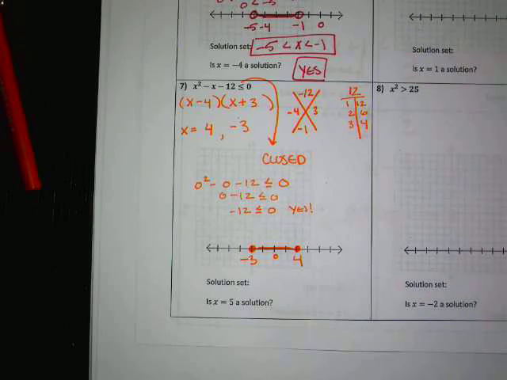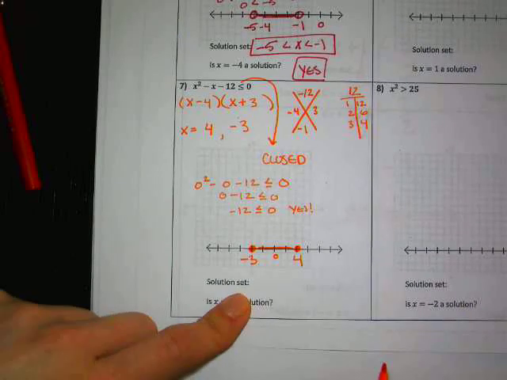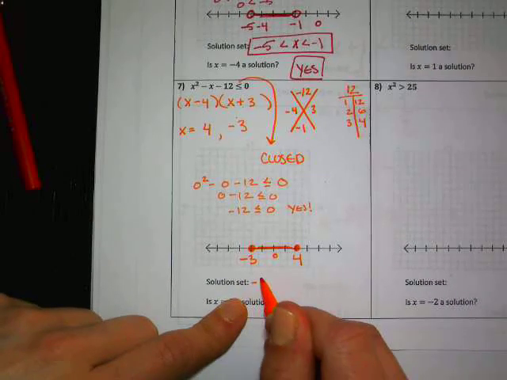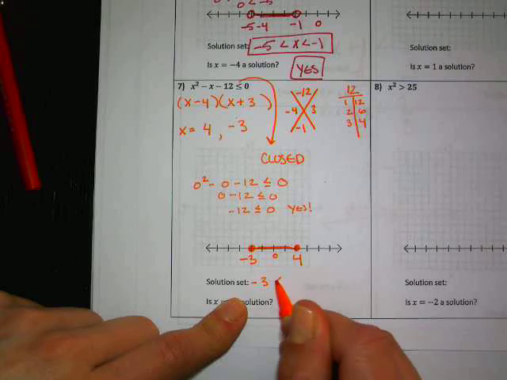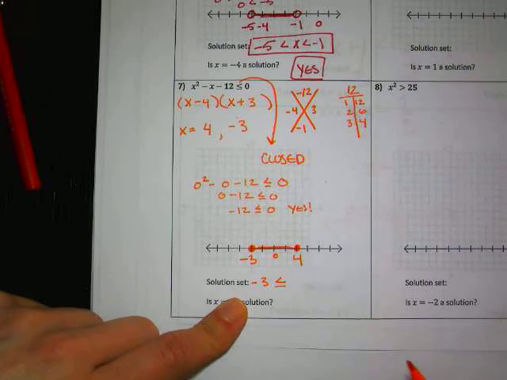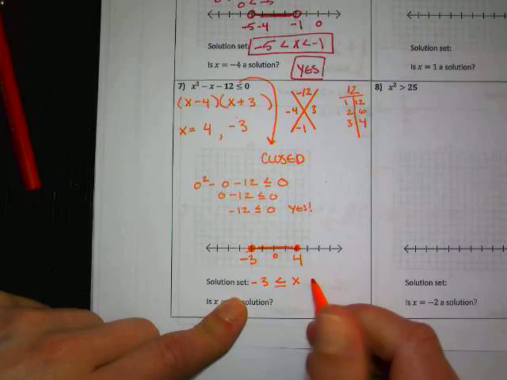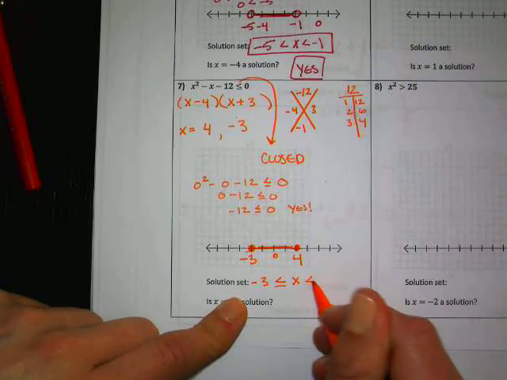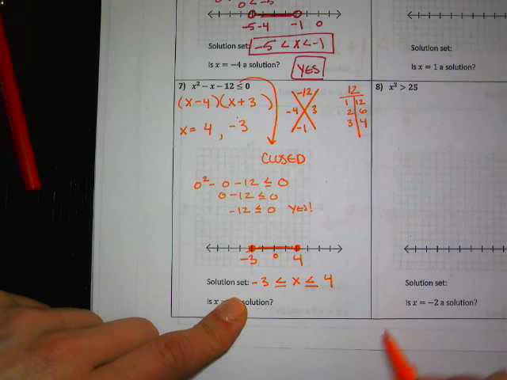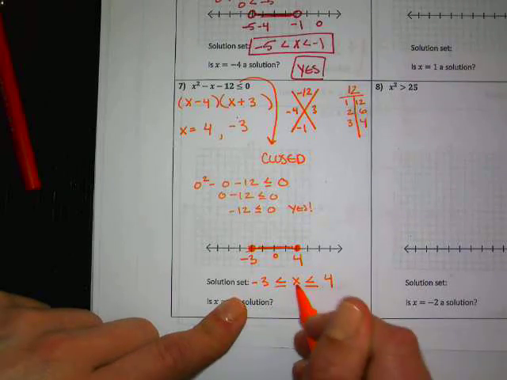Once again, we have that chunk in the middle. So how would you write your solution set? -3 less than or equal to, because we have the closed circle, x, and then less than or equal to 4. So -3 less than or equal to x less than or equal to 4.